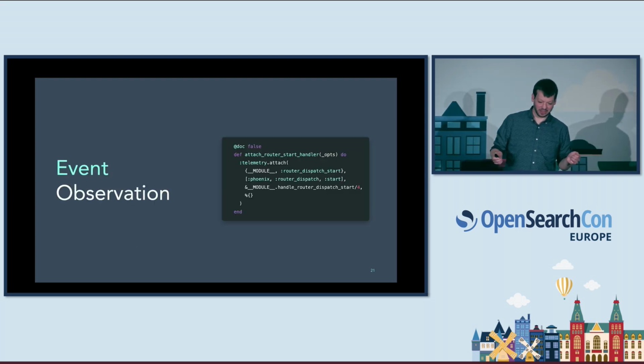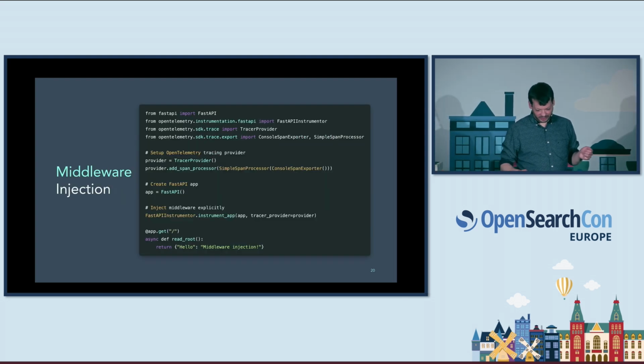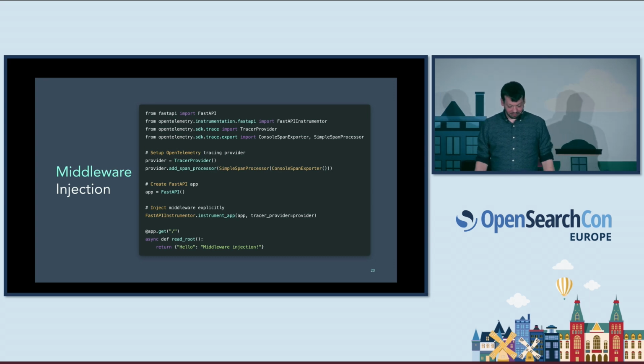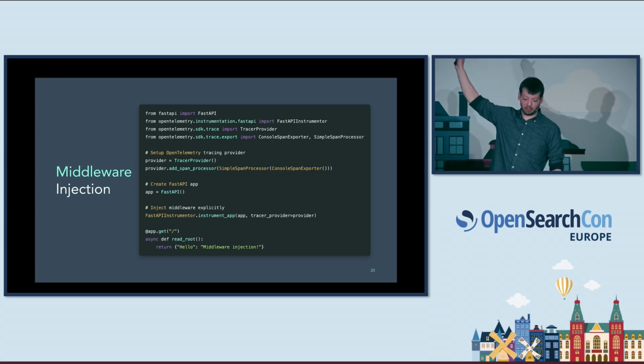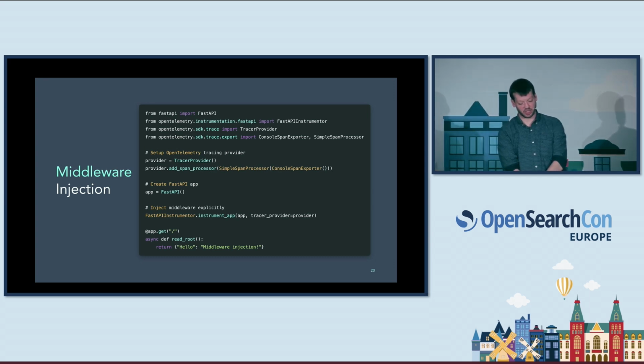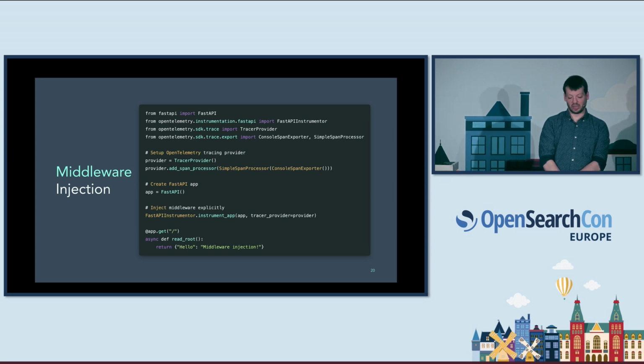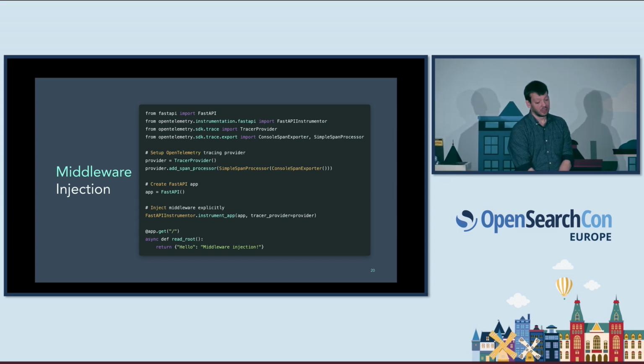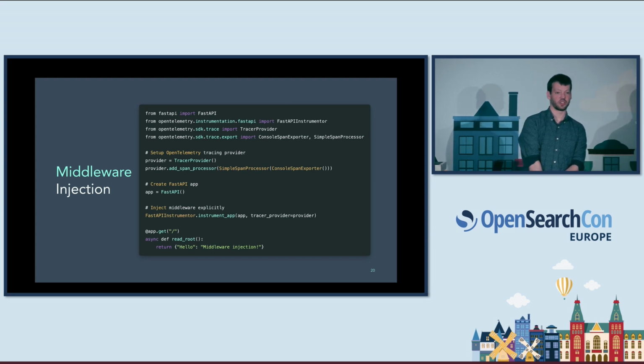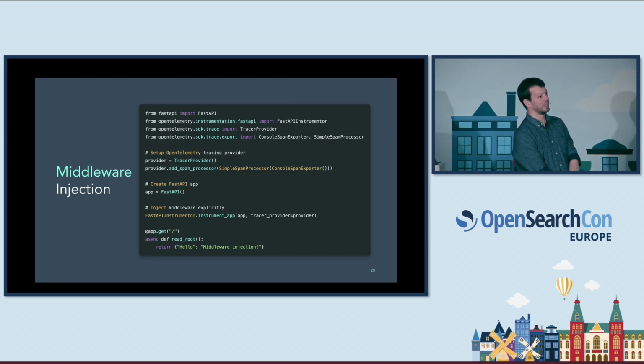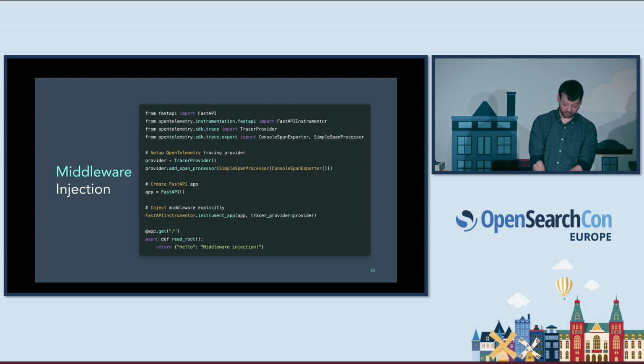Okay, middleware injection. Where's the code sample? There it is. So here's an example of how we would do middleware injection with FastAPI in Python. It has an out-of-the-box mechanism for providing middleware. And then we're using this OpenTelemetry concept called a tracer provider that's going to then emit the trace spans.